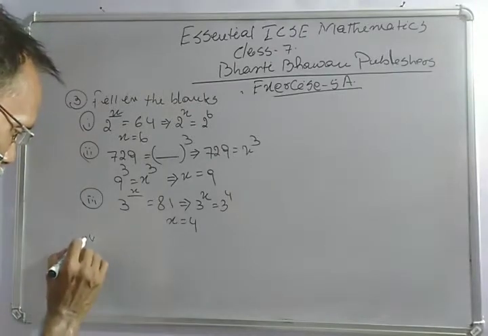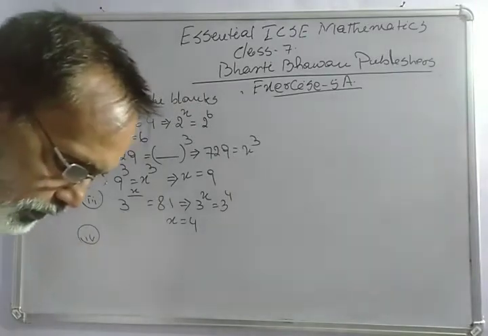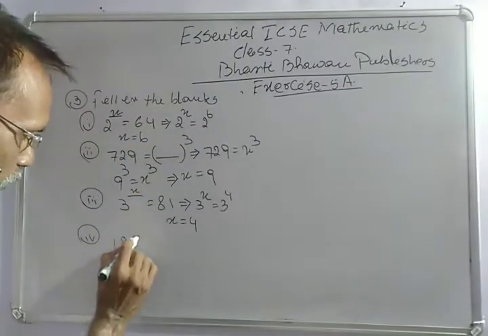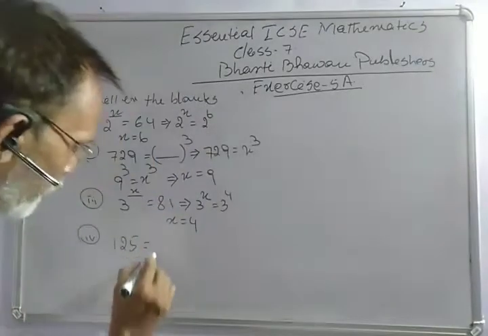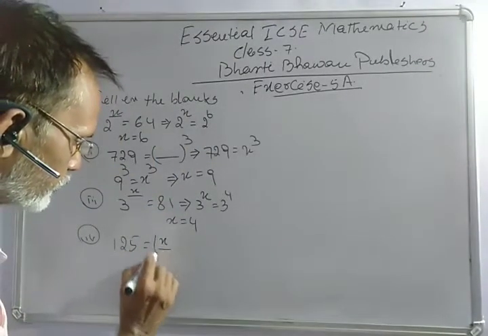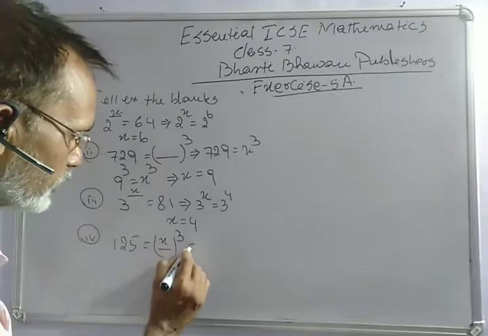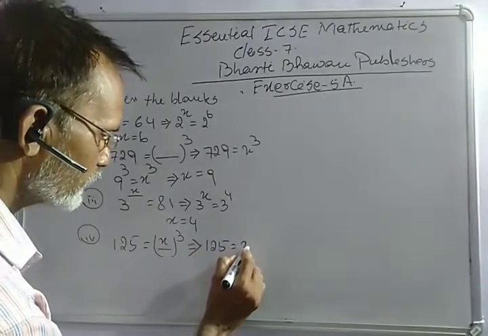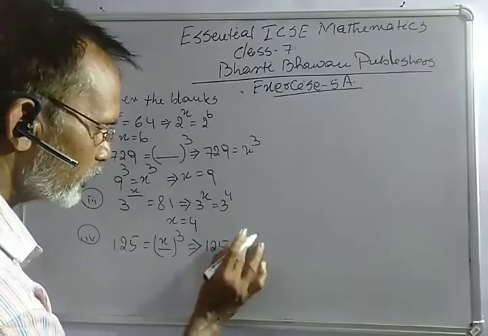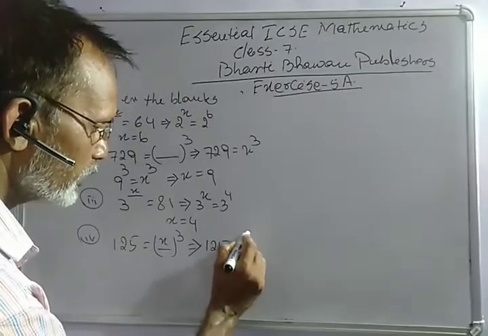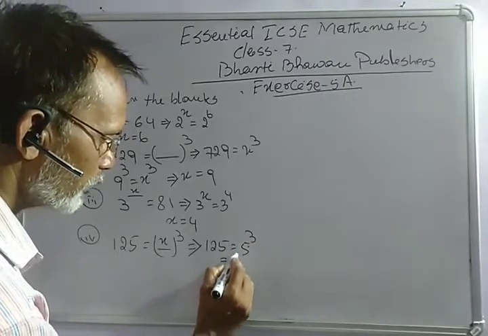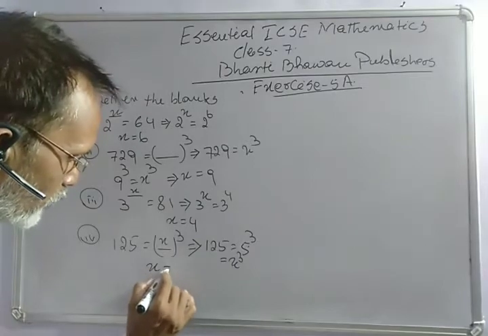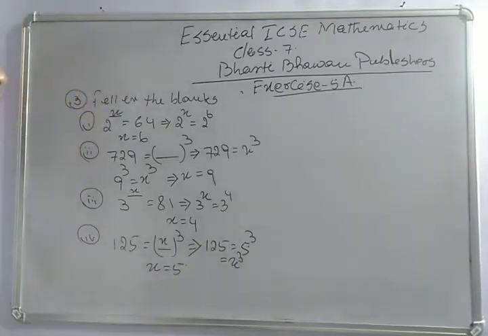Number 4. 125 is equal to dash to the power 3. This implies 125 is equal to x to the power 3, and 5 to the power 3 is equal to x to the power 3. As the powers are equal, bases will be equal, so x is equal to 5. So next one.